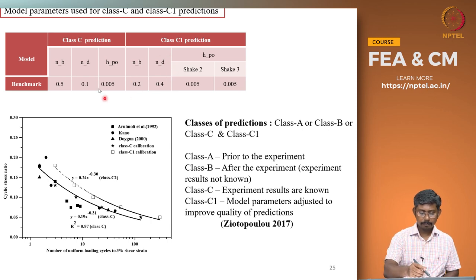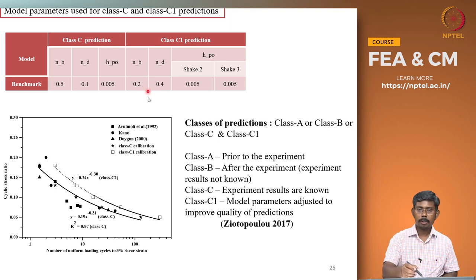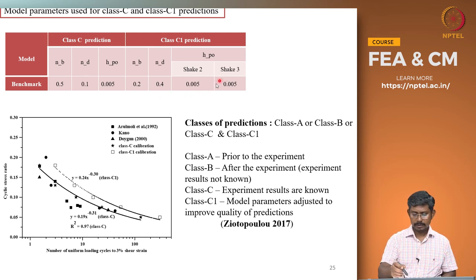So in this case, class C1 simulations were performed by adjusting the model constants NB, which governs the bounding surface, ND, which governs the dilatancy surface, and HP0, which is a contraction rate parameter. These values were changed for the class C1 prediction, because NB and ND are adjusted so that dilation occurs earlier than what was predicted before, in order to improve the simulation. The class C parameters were switched to class C1 parameters, and all these parameters were the same for both the shake 2 and shake 3 events.